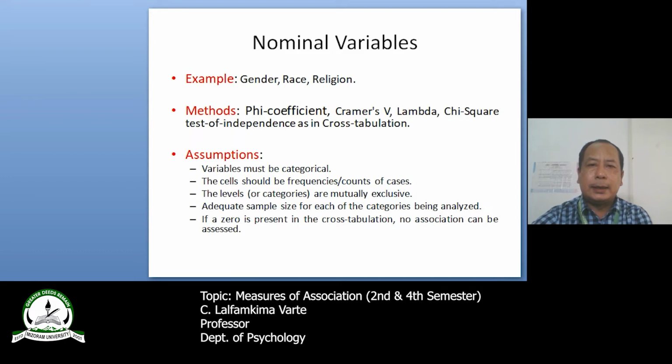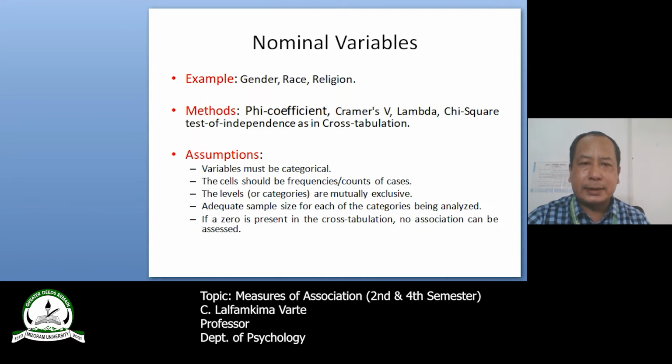Now let us look into the different levels of measurement and the analysis that is applicable. So first, we can have the nominal variable. Examples of such nominal level measurement variables can be gender, race, and religion, say for example. And the methods of association that are applicable can be the phi coefficient, Cramer's V, lambda, and the chi-square of independence as in cross tabulation. The assumptions underlying nominal level measurement variables for their associations are: number one, the variables must be categorical.